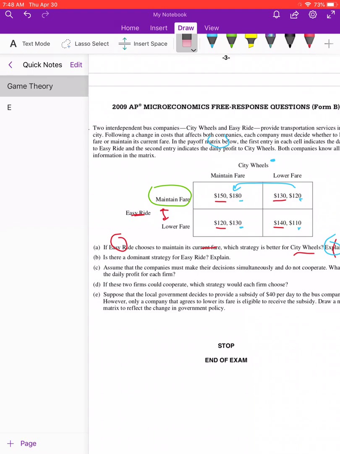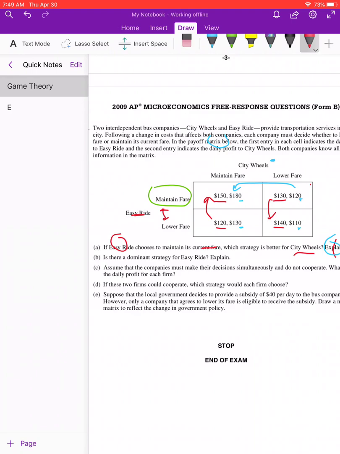Explain. In order to calculate this, we have to compare top to bottom. Looking at this, Easy Ride, if they are maintaining, will they want to lower if City Wheels is maintaining? The answer is no, they'd stay at the 150. Whereas if Easy Ride were maintaining while City Wheels lowers, that means we're over here, then Easy Ride would want to lower their fare. As you can see, the arrows are pointing in different directions, and as a result, we see that Easy Ride does not have a dominant strategy.